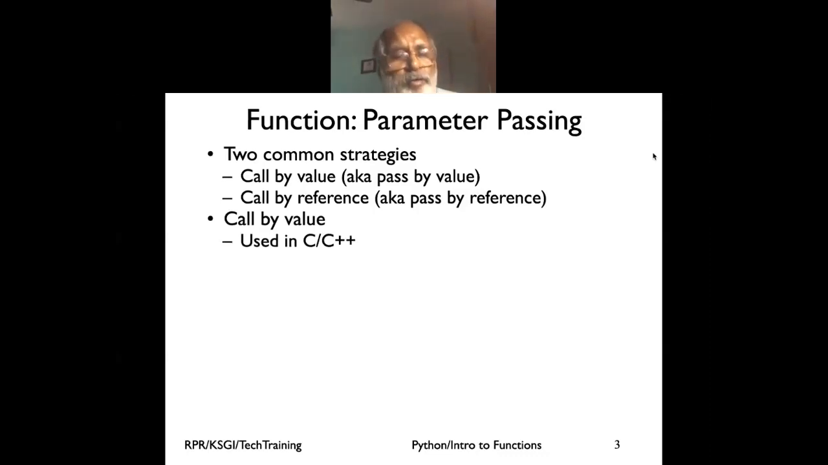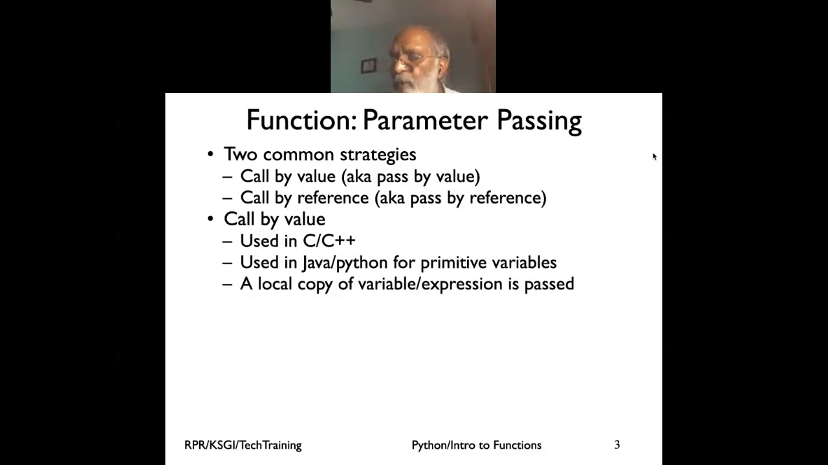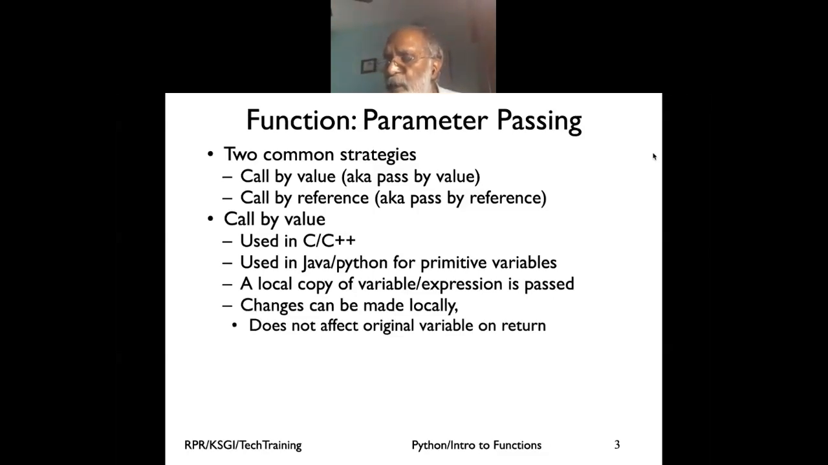Language C always uses call by value. Java basically uses, again, call by value, but for primitive variables. If we're calling an expression, it computes a value and passes on that value. And we'll look into that more. So in call by value, typically if you make changes locally, it does not make an impact on the calling function. And I'll explain that with an example when I come to those.